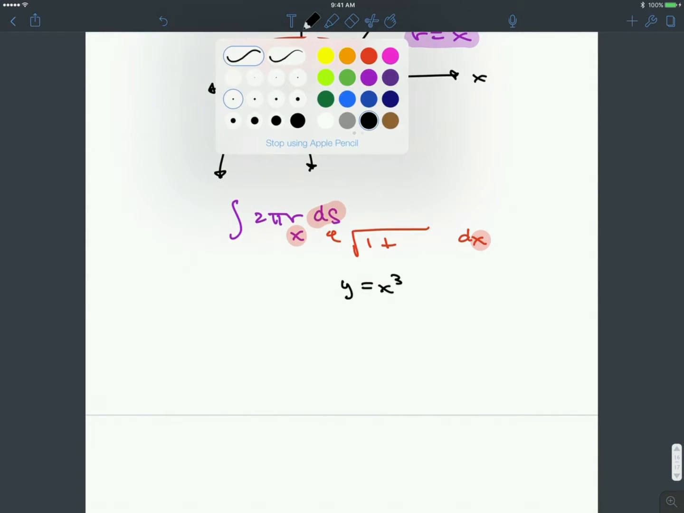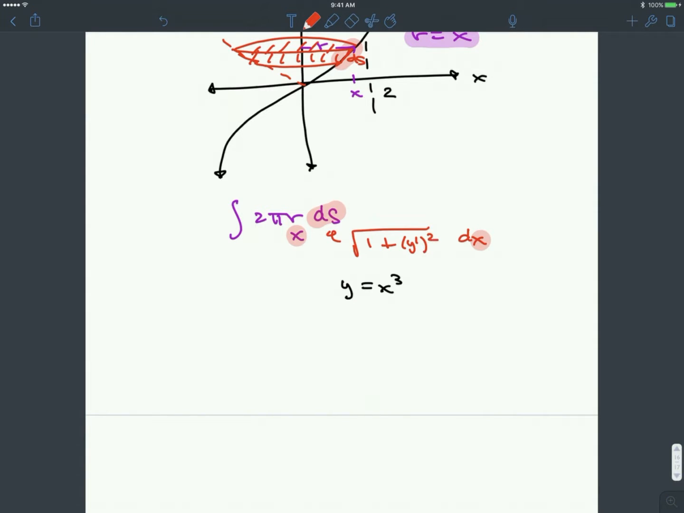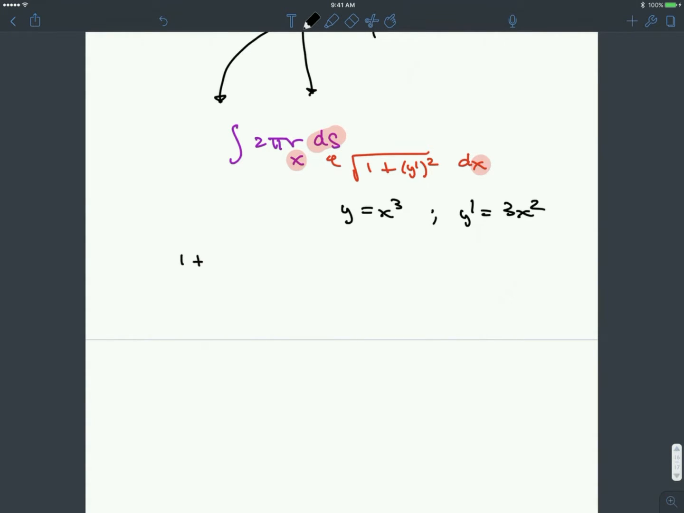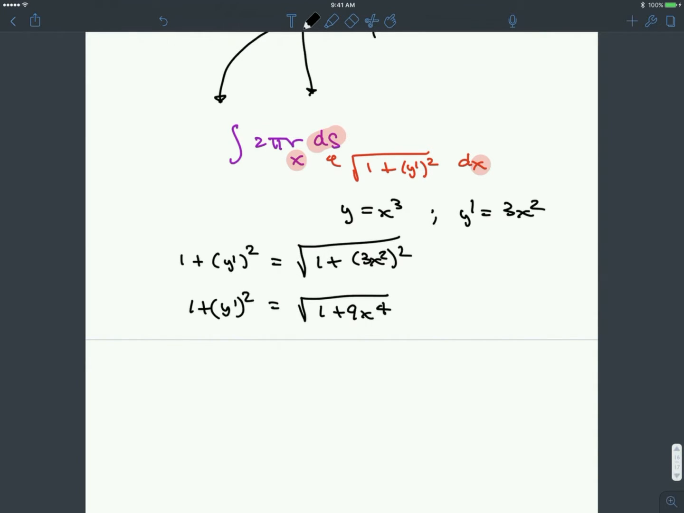So since y is x cubed here, remember that for this particular ds, we need the derivative squared, so that we get y prime being 3x squared. I want to remind you guys that this is just a remark, like we talked about in class today. We get the square root of 1 plus 9x to the 4th power, and that's part of our integrand. That's part of the ds. So here's what we're going to replace this with.